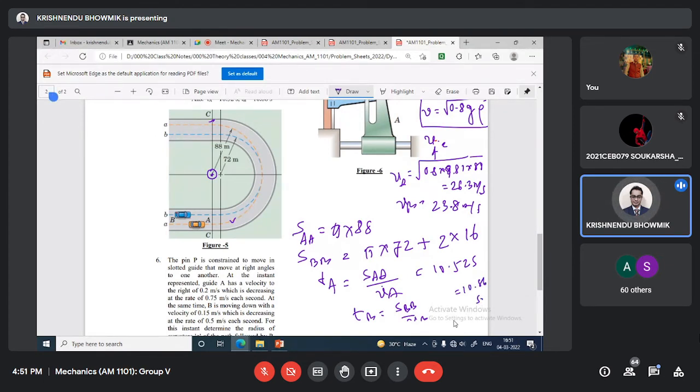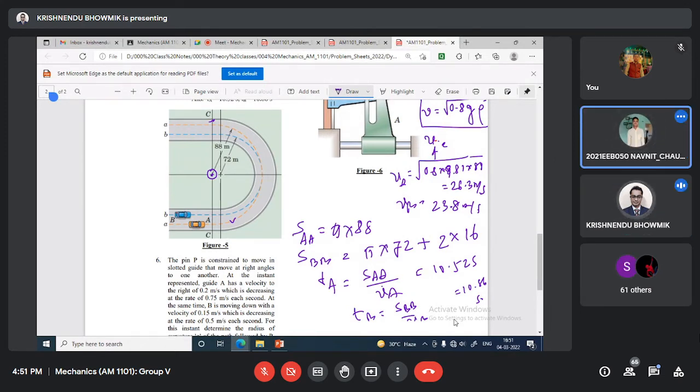B is taking more time. Why is B taking more time? Tell me. A is taking less time. Why? There are two reasons basically. One is its velocity is more, VA is greater than VB. The other thing is B is traveling more than A. Is that it? B is traveling more than A. Yes, sir, I believe from the graph.